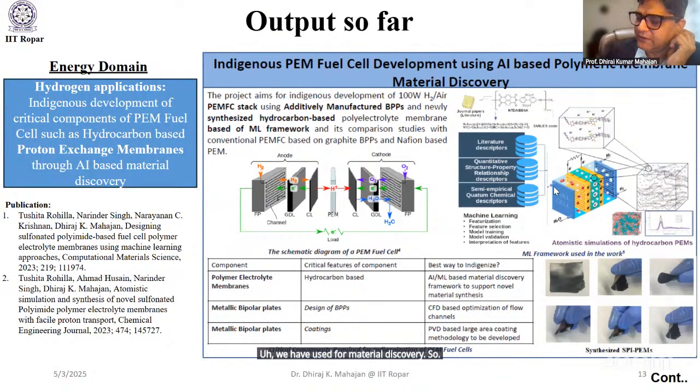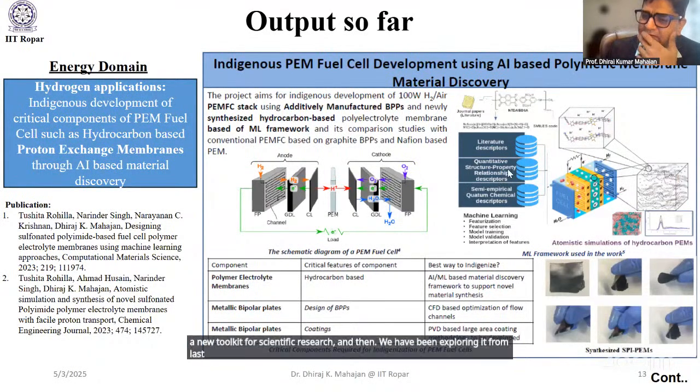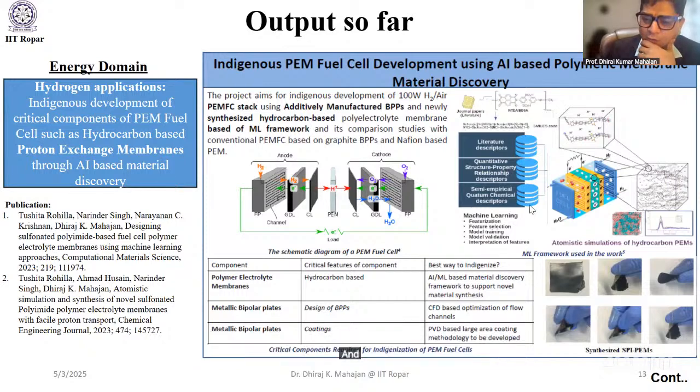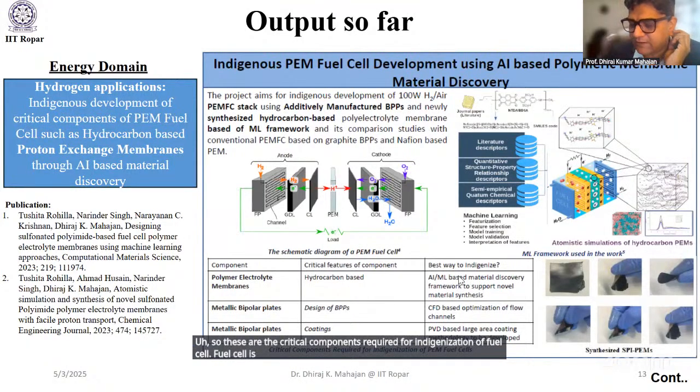So AI machine learning is an amazing new toolkit for scientific research, and we have been exploring it for the last 5, 6 years, and the results actually just came like 2 years back. And these outputs are amazing because we are able to solve critical problems. For example, these are the critical components required for indigenization of fuel cell, a new age power device like a battery, but they run with hydrogen, in layman's terms. So these are the critical components which need to be indigenized.